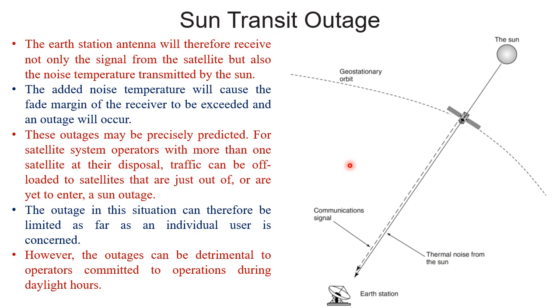The earth station antenna will therefore receive not only the signal from the satellite but also the noise temperature transmitted by the sun that we have said. The added noise temperature will cause the fade margin of the receiver to be exceeded, and an outage will occur. This outage may be precisely predicted for satellite system operators with more than one satellite at their disposal. Traffic can be offloaded to satellites that are just out of or are yet to enter a sun outage. The outage in this situation can therefore be limited as far as an individual user is concerned.